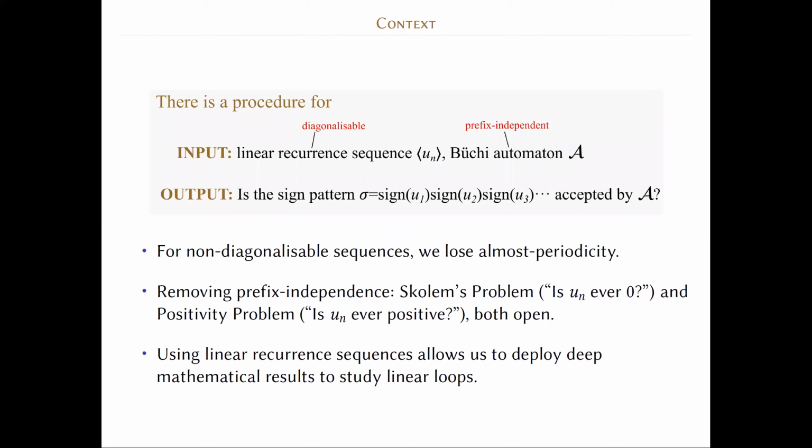To summarize, what we showed was that for the sign description of a diagonalizable LRS, it is decidable whether this sign description is accepted by a Büchi automaton or not. For non-diagonalizable sequences, there are examples where the sign pattern is not almost periodic, and this results in complications. And finally, if we try to remove prefix independence, we run into Skolem's problem and the positivity problem, both of which are long-standing open problems. Thank you.